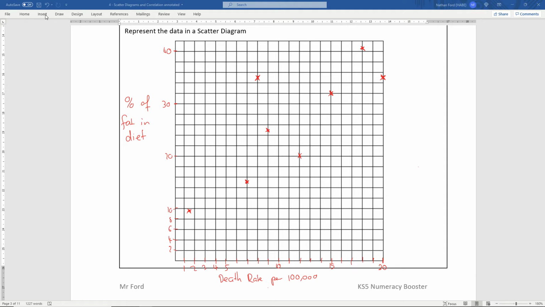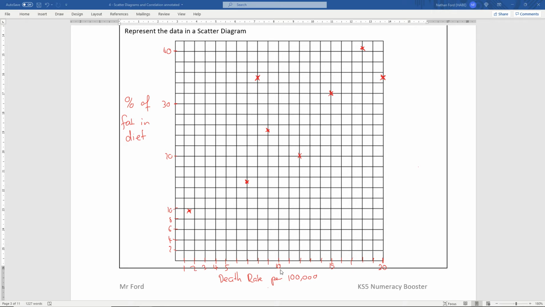So here you have your scatter graph, you have your plotted points. What's the relationship? Okay, and it's really good to have an idea and have a look if there's a relationship before you even do the line of best fit, because it's going to give you an idea of where the line's going to go. So as your death rate's going up, what's happening to the percentage of fat in the diet?